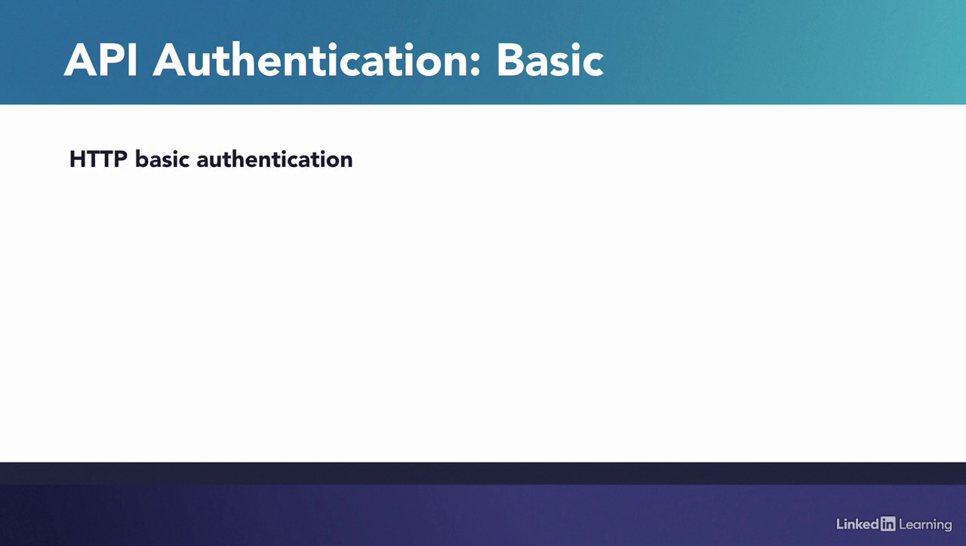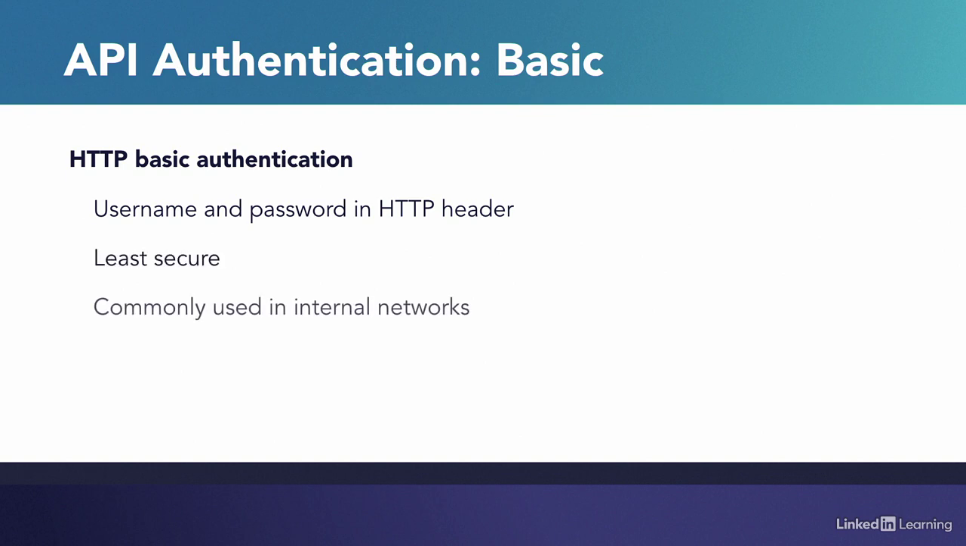The first approach is the HTTP basic authentication. The HTTP user agent simply provides a username and password in the header to provide the authentication credentials. This is the most simple form of authentication and the least secure. Therefore, it is typically only used in internal networks to provide a basic level of authentication.